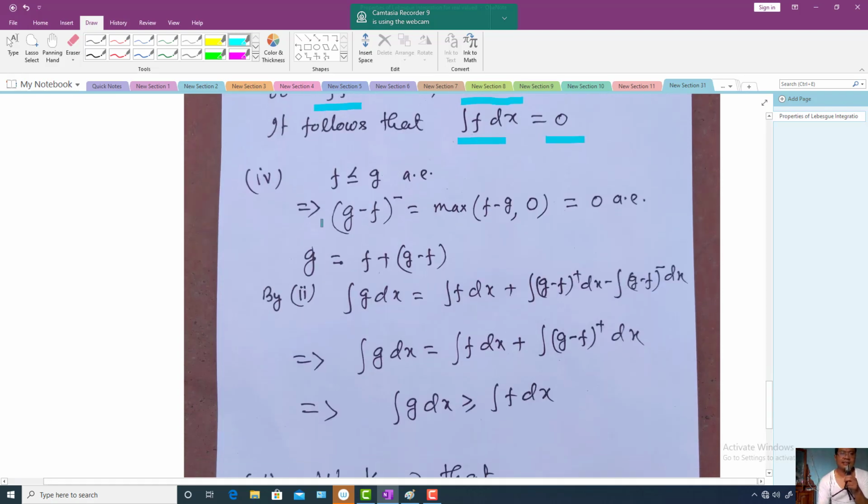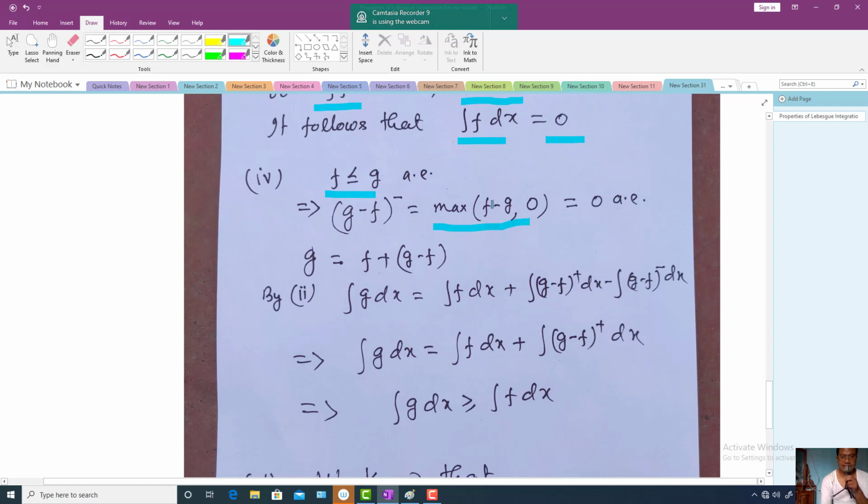Okay, so next let us prove this one. Suppose g is dominating f almost everywhere. From the definition, it is almost obvious that g minus f negative part is equal to maximum of f minus g, 0. The negative part means you have to multiply by minus, so after multiplication you get f minus g, 0.